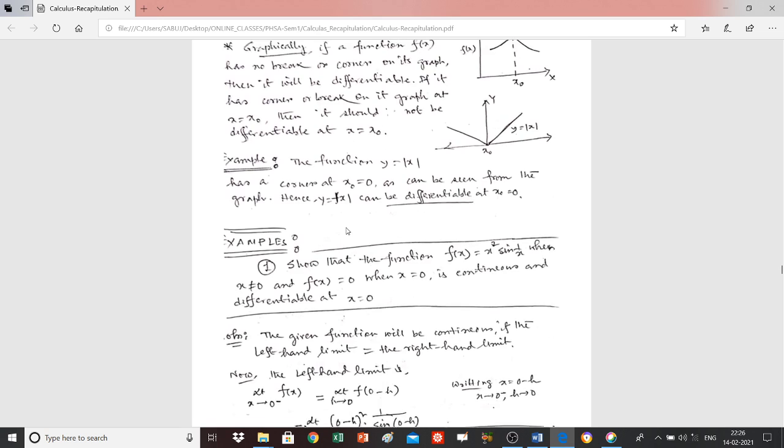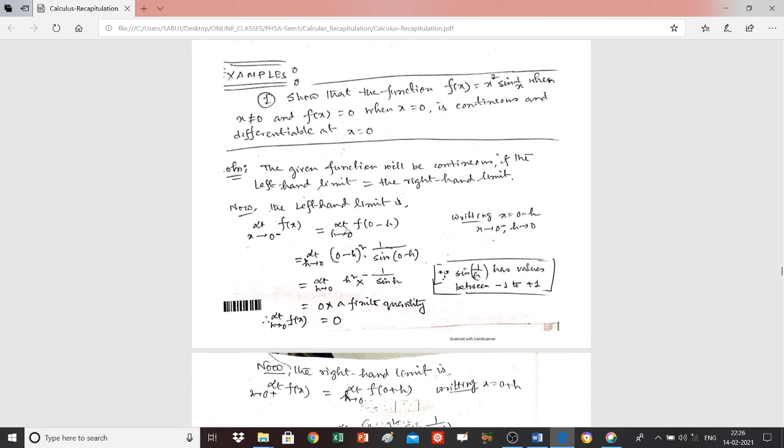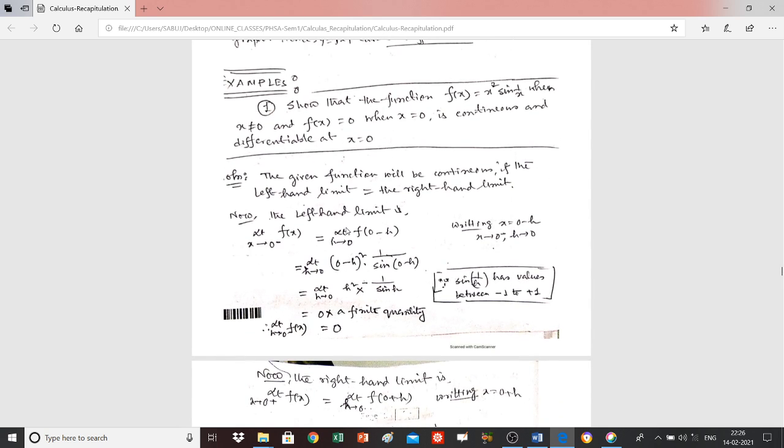Now here are some examples from which the above concept will be very clear. The first one is: show that the function f(x) is equal to x square into sine 1 by x when x is not equal to 0, and f(x) is equal to 0 when x is equal to 0. You have to show that this function is continuous and differentiable at x equal to 0.